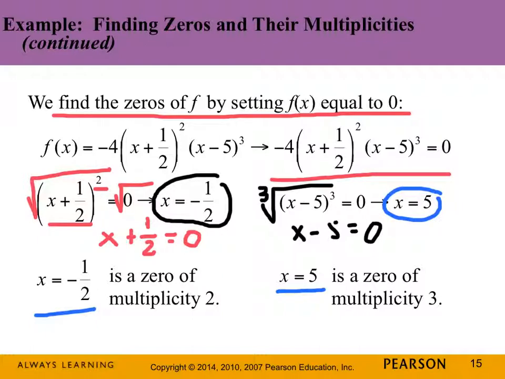But now let's talk about their multiplicities. The x equals -1/2, that x plus 1/2 was raised to the second power, right? So that's got a multiplicity of 2. x minus 5 came from right here, x minus 5 to the third power. That has a multiplicity of 3. You're really just looking at the exponents.